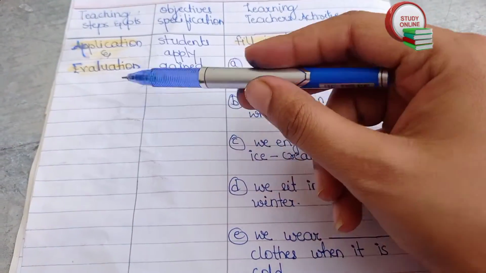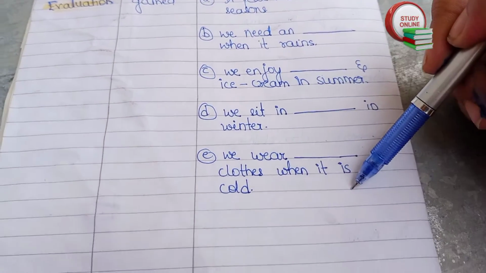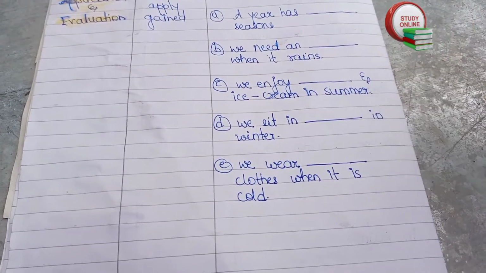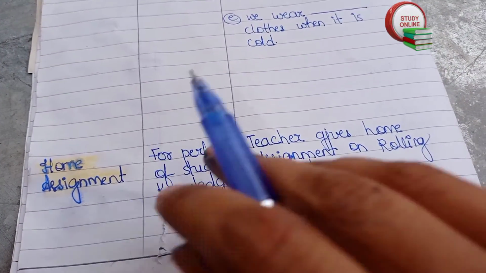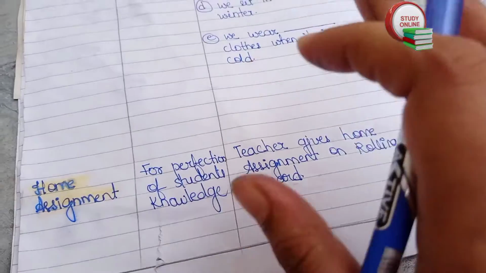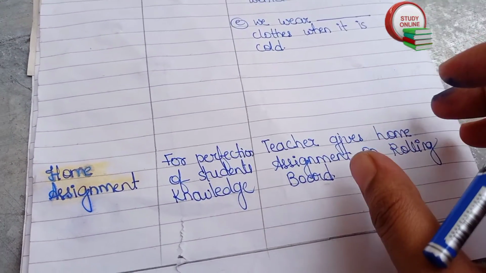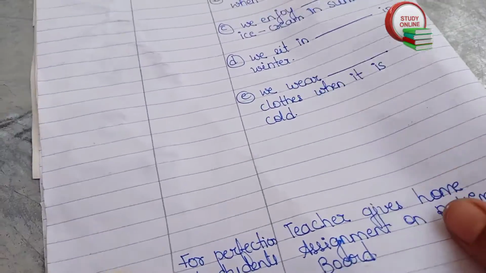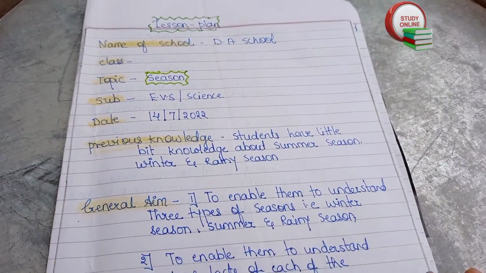This is application and evaluation. Here you can see 1 2 3 4 5. I have added 5 questions here. Okay, after that last part is home assignment. So for perfection of students knowledge, we have to give home assignment to students. Teacher has to give home assignment to students. Okay, so this was my lesson plan on the topic season.